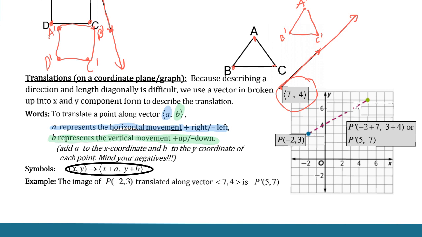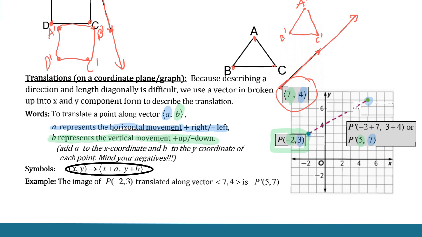So when you read this, you say, okay, I'm going to start with this point right here and apply this vector to it. If you start with the X value and add 7, -2 plus 7 is 5. And then if you take the Y coordinate, 3, and add the Y value of the vector, 4, that gives us 7. So truthfully, to go from point P to P prime, you start at (-2, 3) and end up at (5, 7). That's the same as saying move to the right 7 and up 4. Counting-wise, you'll notice that happens as well.